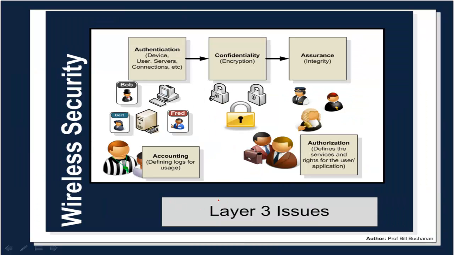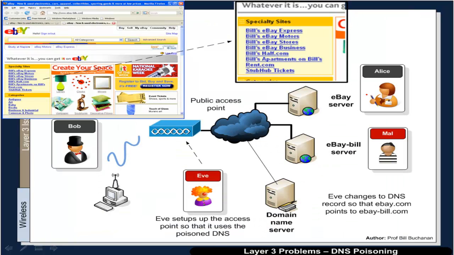Okay, so we've seen several issues at layer 1 and layer 2. There are even more issues when we move up to layer 3, and that's looking at the internet infrastructure. One problem that we have is that Eve could easily set up an access point and advertise it for free access inside a Starbucks coffee shop, inside an airport or a train station, even inside a train.